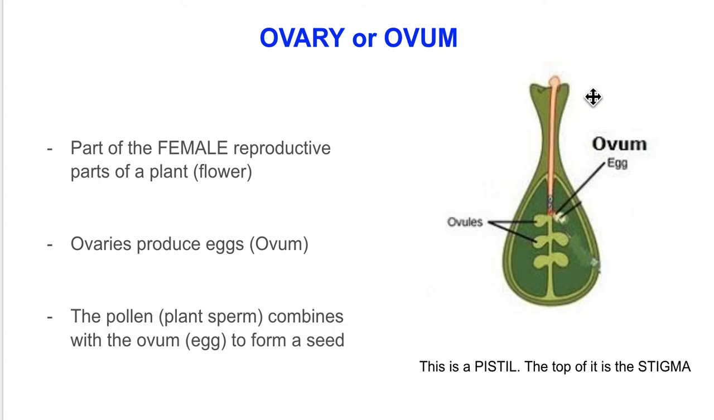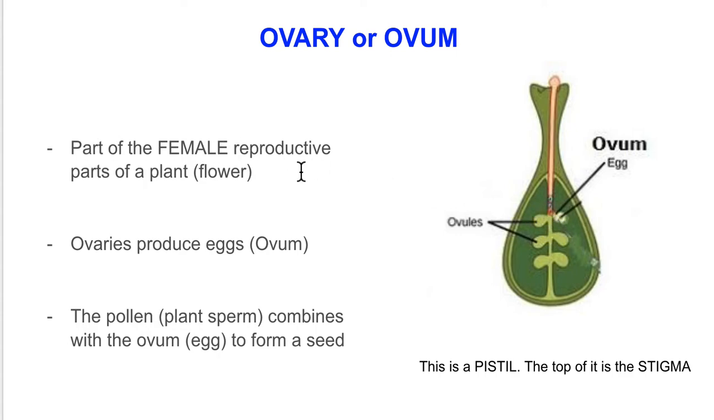The other part in here that you need to know, so here's that pistil again, there's the stigma up here, is the ovary or the ovum. Now there are two different things. The ovary is this whole part right here that has these things called ovules in it, but what they do is they create the egg, and the egg is called an ovum. So the pollen will get up here on that stigma, it'll come down in here and find that egg, and that is how it creates that seed.